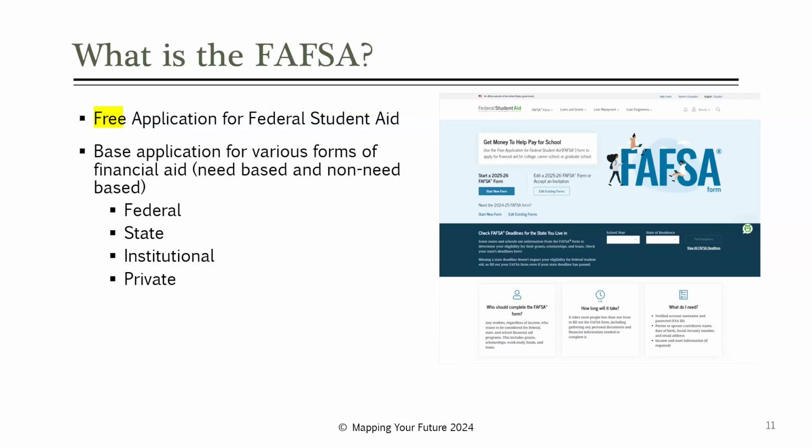Now, normally the FAFSA is available on October 1st for the following academic year, but this year it was delayed to allow the Department of Education to test and resolve various issues before making the form available to all students and contributors.